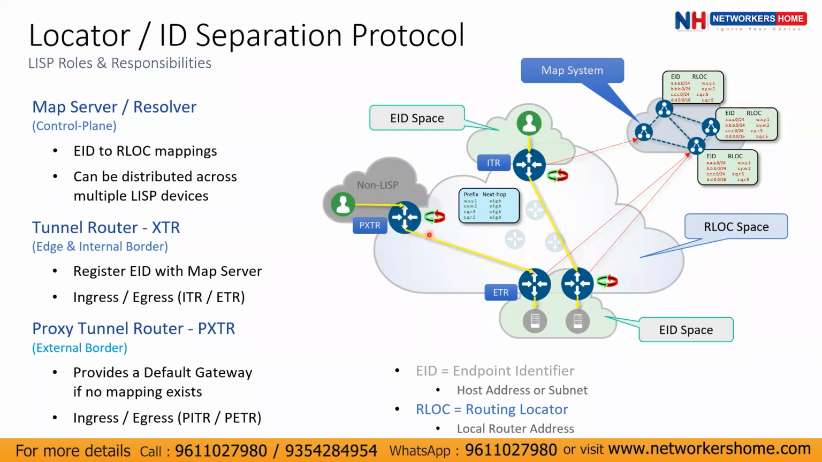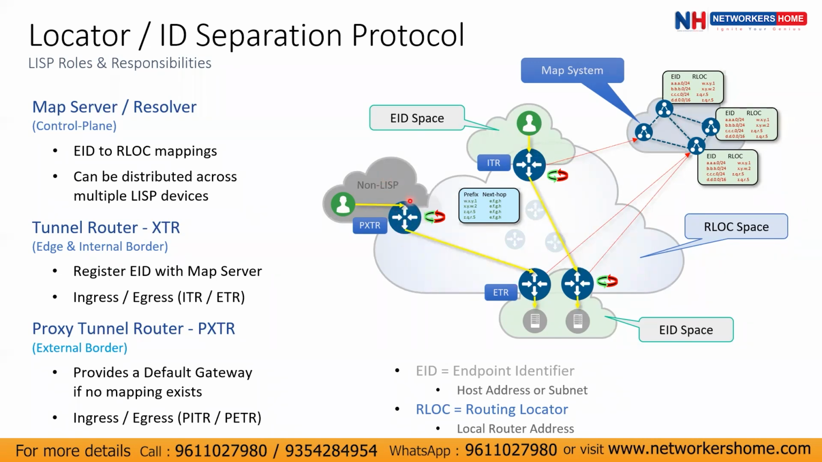Don't consider that as a database, because the proxy tunnel router is the border router. The border would be the default gateway. It provides the gateway of last resort. So whenever you don't have anything as a next hop, it comes to the proxy router, which will take care of it.